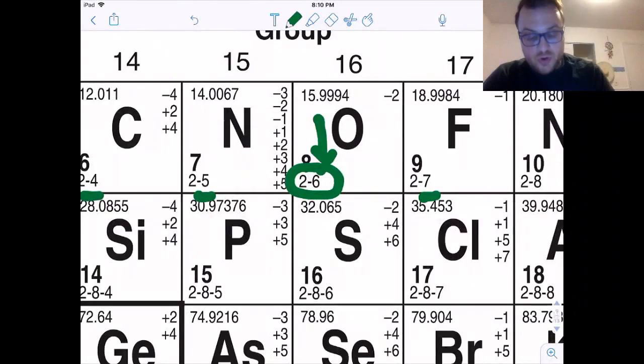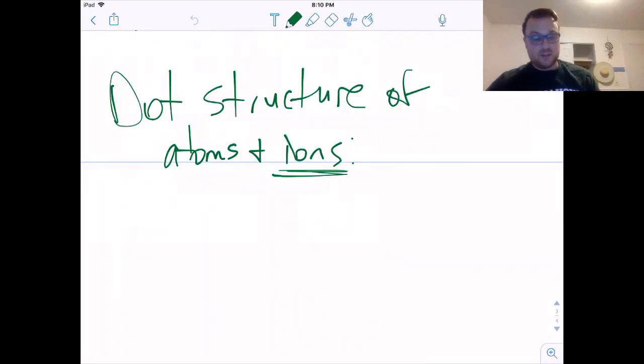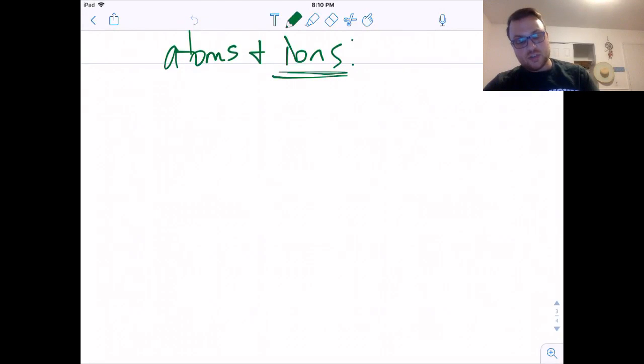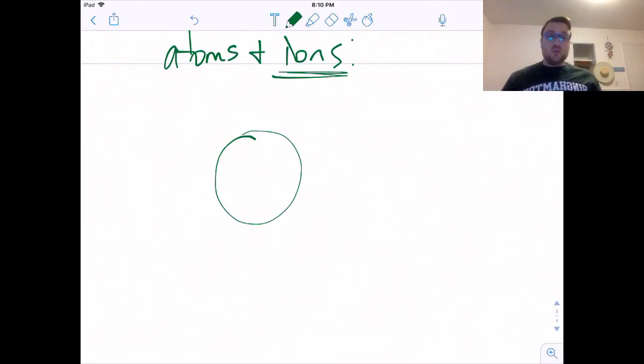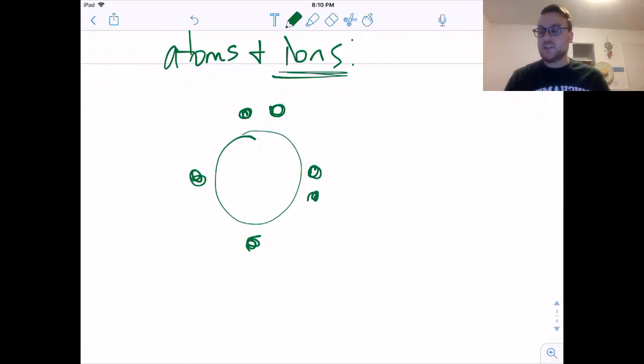When you draw the dot structure of oxygen, all you're doing is showing its valence electrons. So if you draw oxygen as an atom, meaning no charge, you want to draw oxygen with those 6 valence electrons. I usually say start at 12 o'clock, then go 3, 6 o'clock, 9 o'clock, and then come back around and finish what's left over. So 1, 2, 3, 4, 5, 6. That's oxygen's dot structure as an atom.